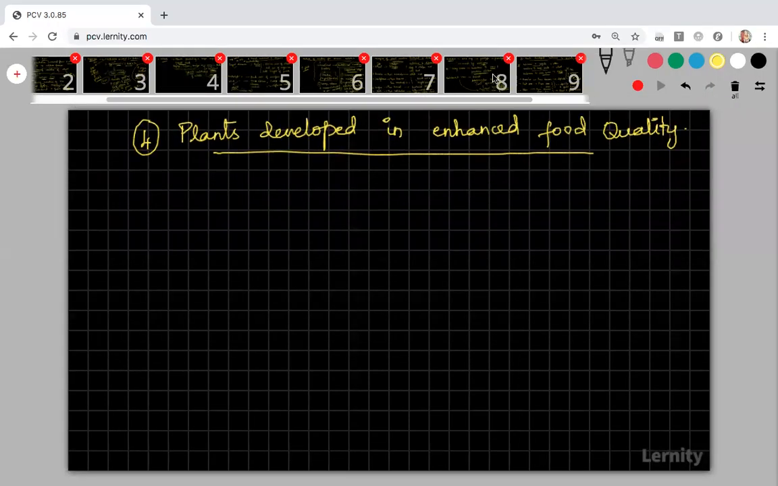Very good. Only one student has given me the answer. Yes, it is called biofortification. Very good. So that is what we are going to discuss now. Biofortification, you already know, right? If a plant variety does not have enough protein, vitamin, mineral content, we can improve the biochemical nature of the plants by using biofortification.